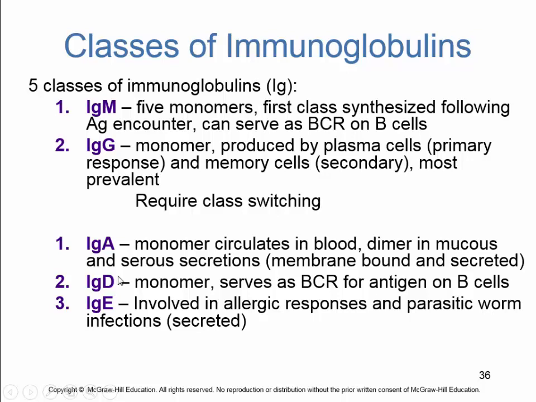IgD serves as a specific B cell receptor on B cells. IgE is involved in allergy responses and parasitic worm expulsion. IgE will work in concert with basophils, eosinophils, and mast cells to initiate degranulation that facilitates the process of allergies or facilitates the removal of parasitic worms.